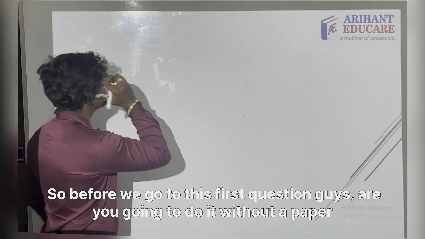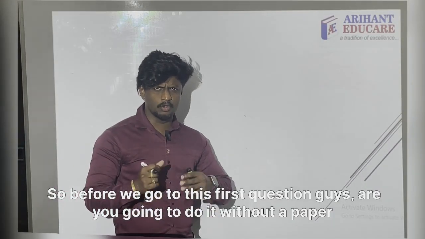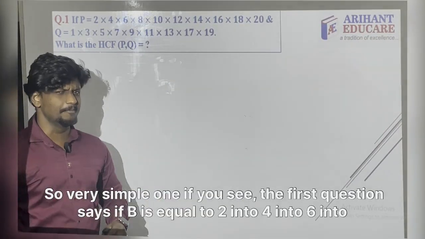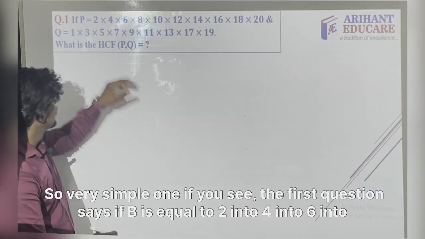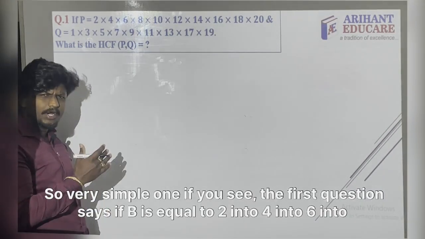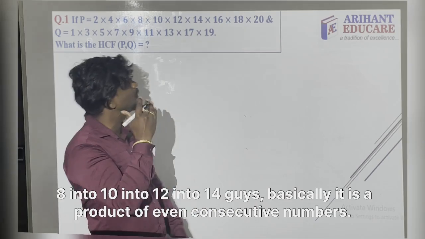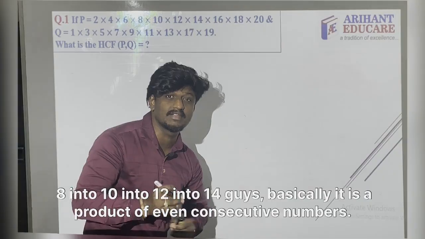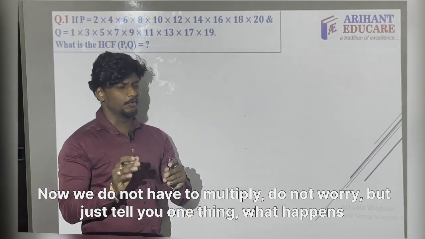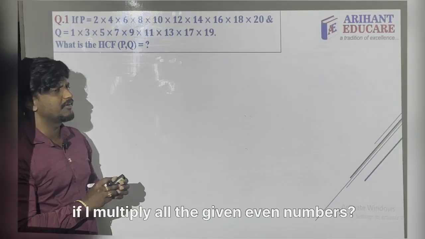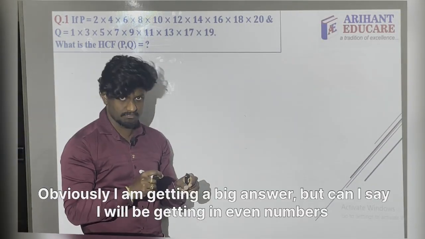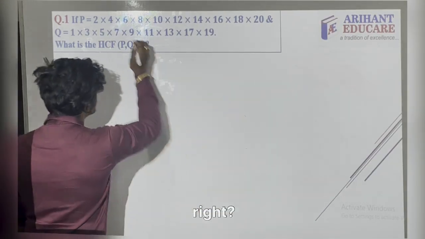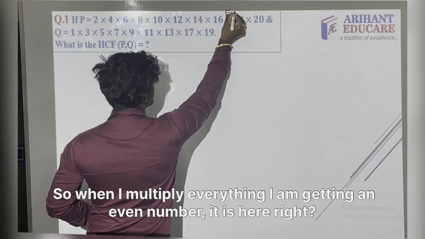Are you ready? So, before going to the first question, guys, are you going to do it without a paper and a pen? So, please get your paper and a pen and we'll go for the very first question. It's a very simple one if you see. The first question says, if P is equal to 2 into 4 into 6 into 8 into 10 into 12 into 14, guys, basically it's a product of even consecutive numbers. Now, we don't have to multiply, don't worry, but just tell me one thing. What happens if I multiply all the given even numbers? Obviously, I'm getting a big answer, but can I say I'll be getting an even number? Right? So when I multiply everything, I am getting an even number.